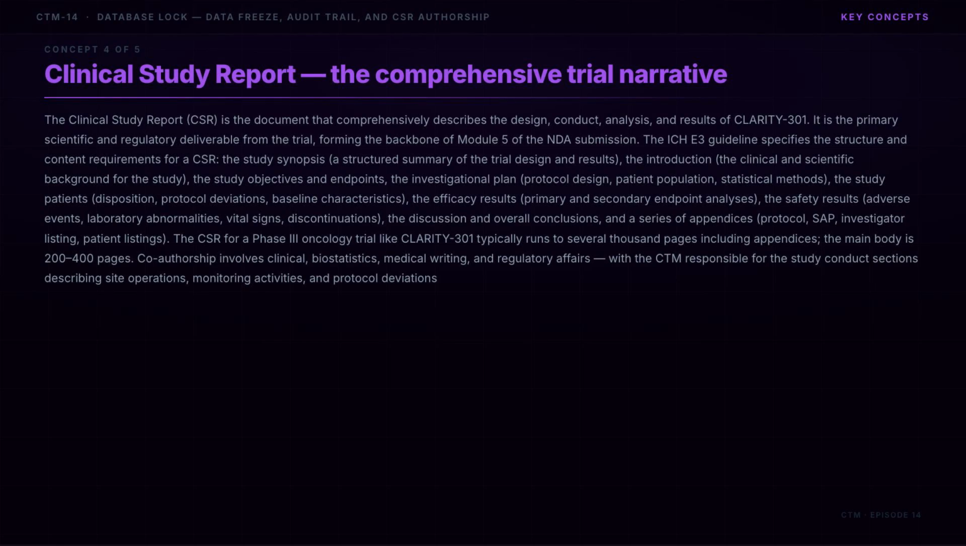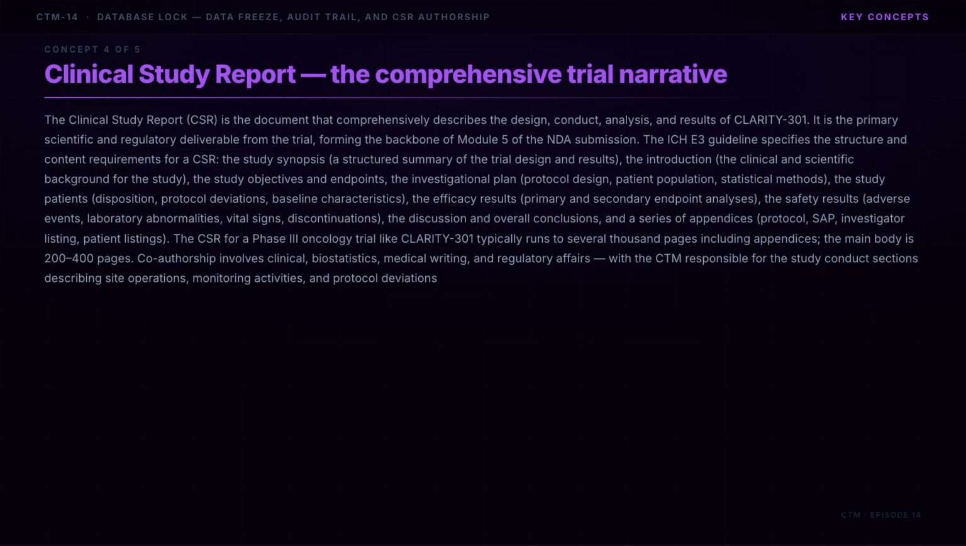Clinical Study Report, the Comprehensive Trial Narrative. The Clinical Study Report, CSR, is the document that comprehensively describes the design, conduct, analysis, and results of Clarity 301. It is the primary scientific and regulatory deliverable from the trial, forming the backbone of Module 5 of the NDA submission. The ICH E3 guideline specifies the structure and content requirements for a CSR.